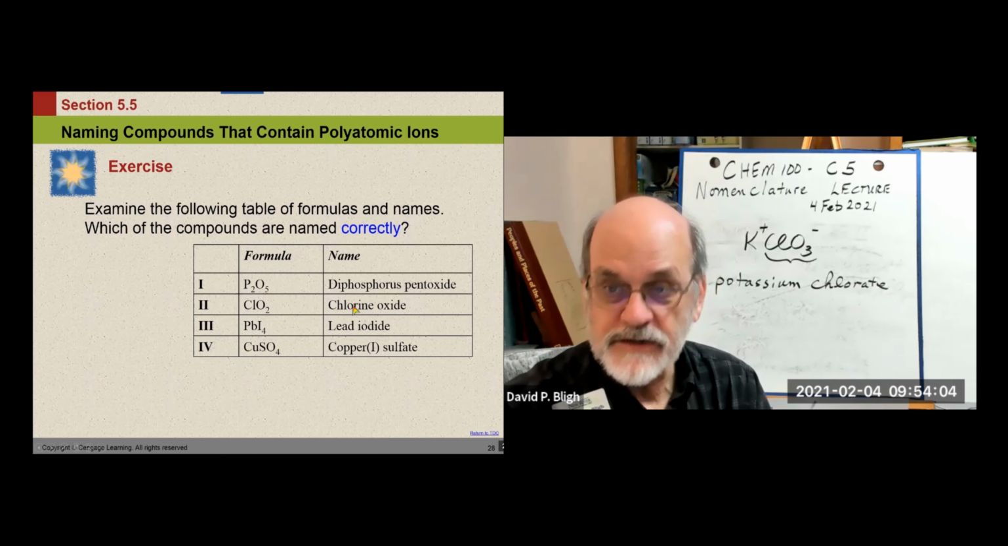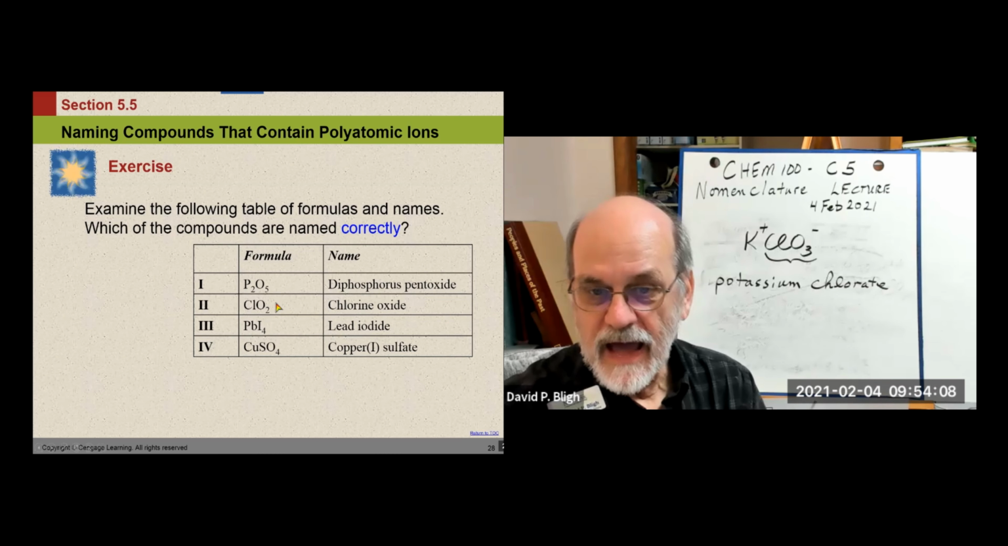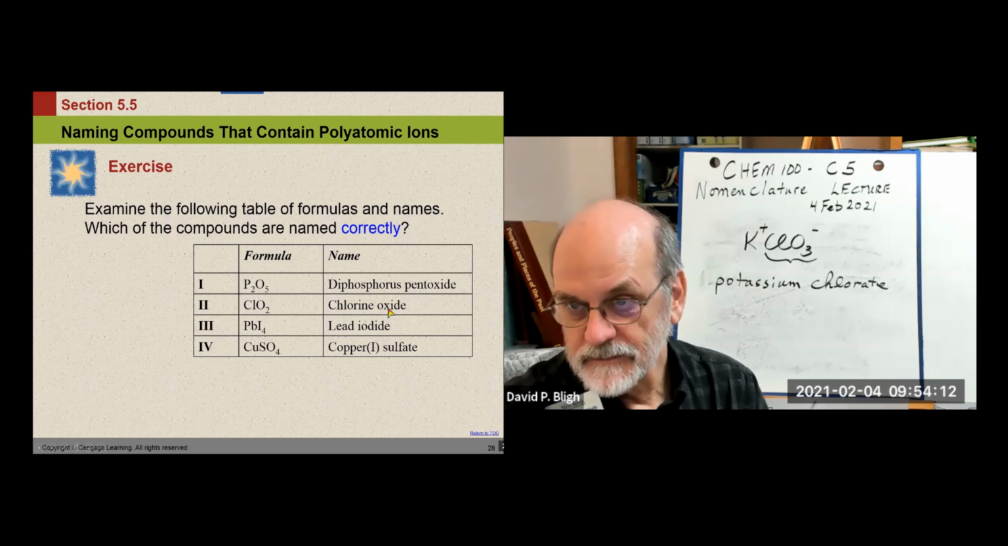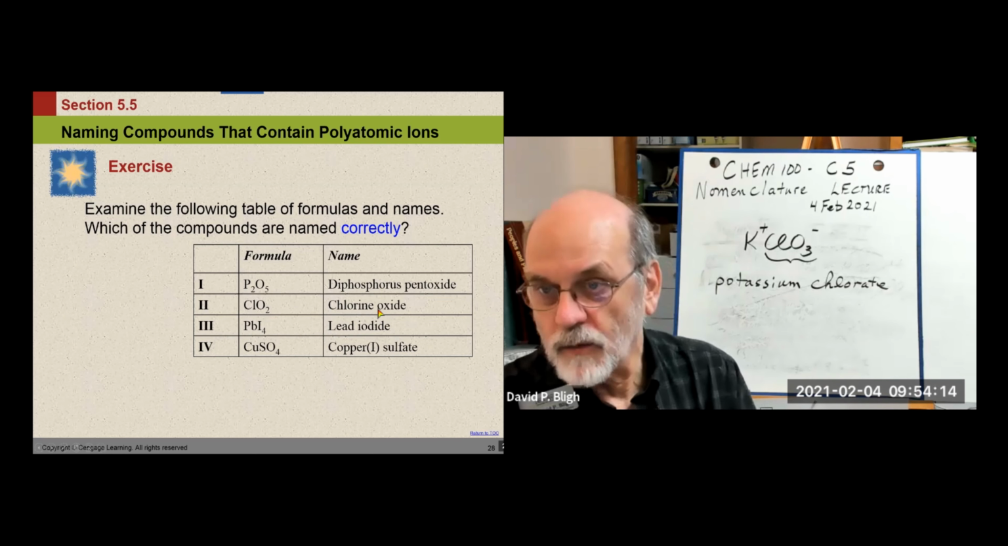Chlorine, since it's first, we don't say mono. It's just chlorine. And then this should be dioxide because there are two of them. That one is wrong.